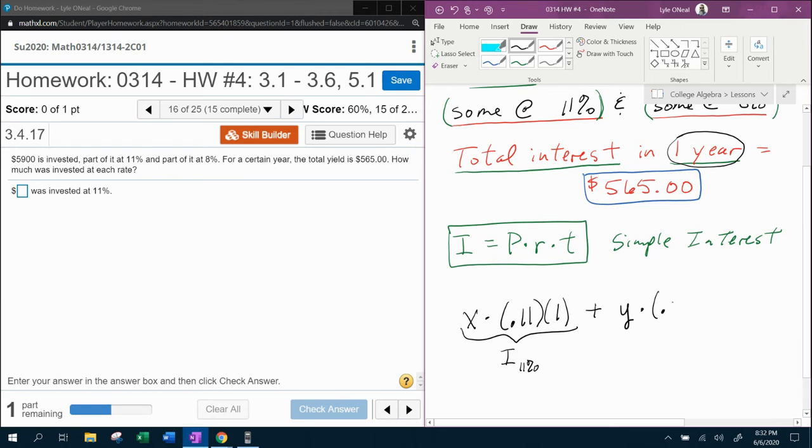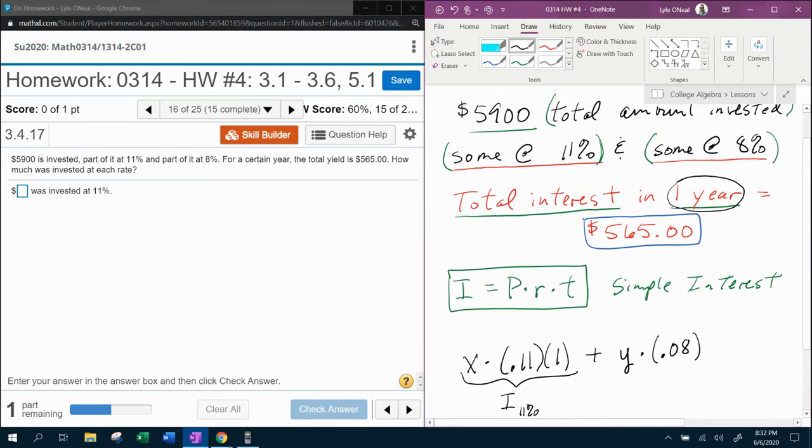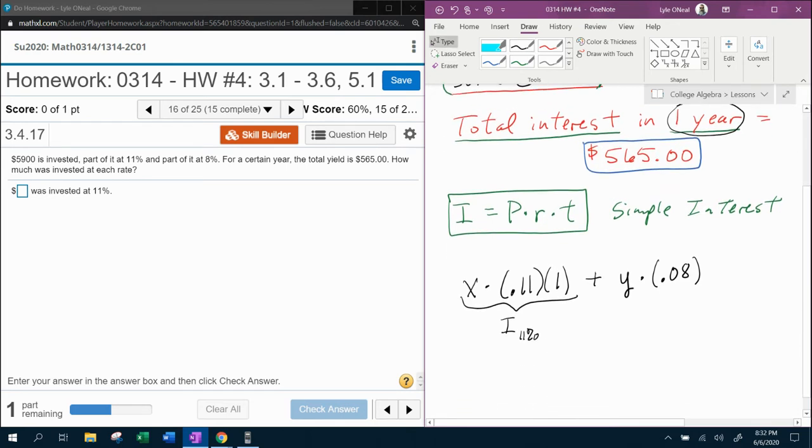The rate in this investment is 8%. Remember, you have to convert a percent to a decimal to work with it. And then multiplied by the time, again, which is 1 year. So all of this together, principal times rate times time, is the interest earned at 8%. Now, if I add the two interests together, that will give me the total interest, which I know is 565. So now I have an equation, but it's in two variables.